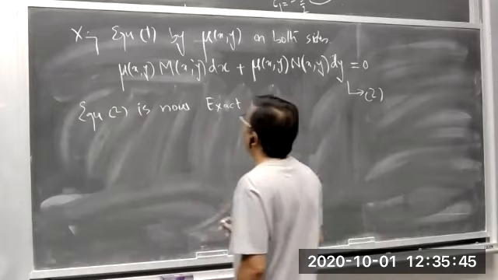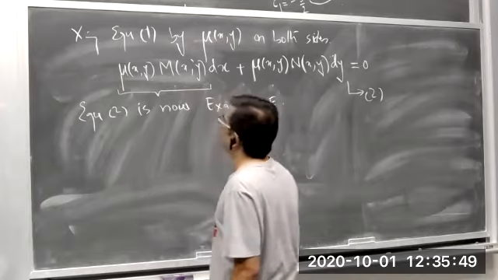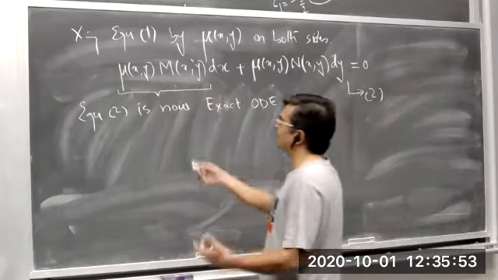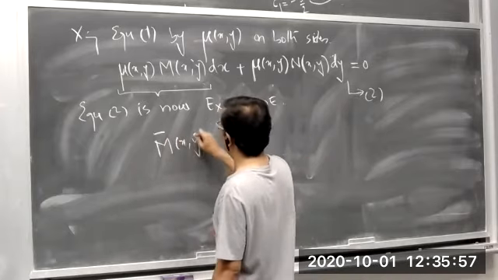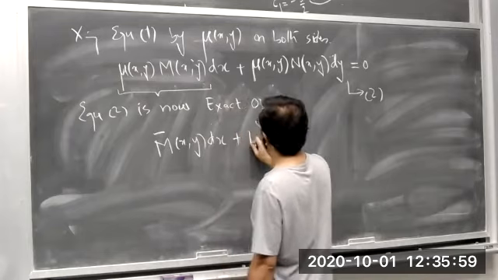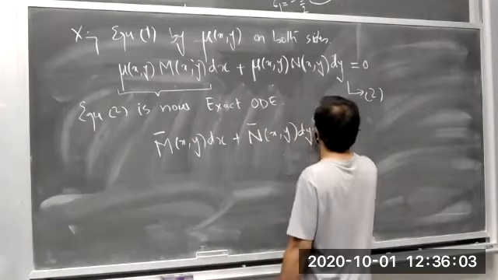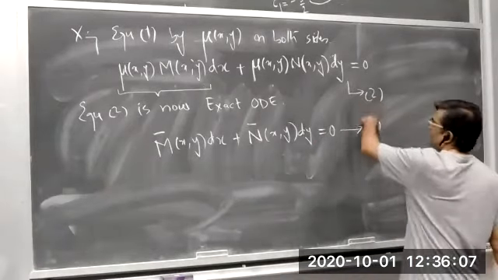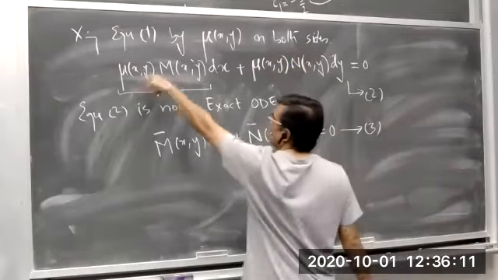If it is an exact ODE, then the coefficient of dx will become a new m. We can say that this is your m bar of xy dx plus n bar of xy dy equal to 0. Now this is your equation 3. It's same as equation 2. We have just called this a new n bar and this m bar.